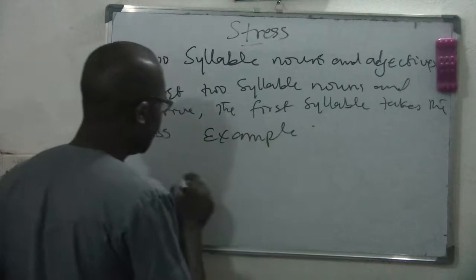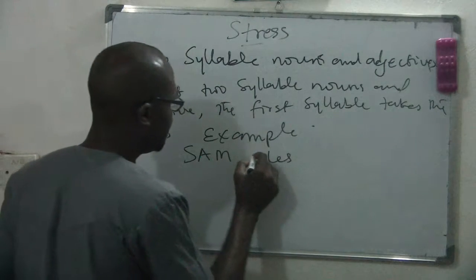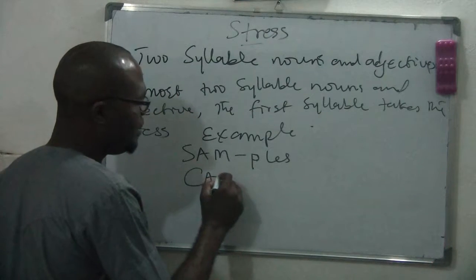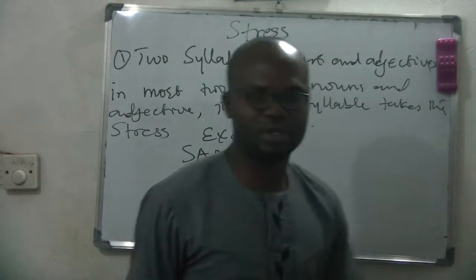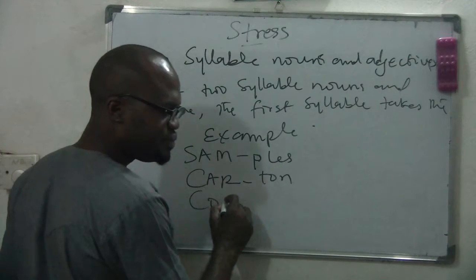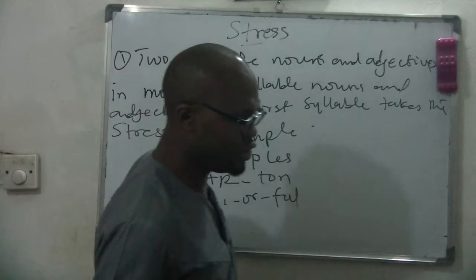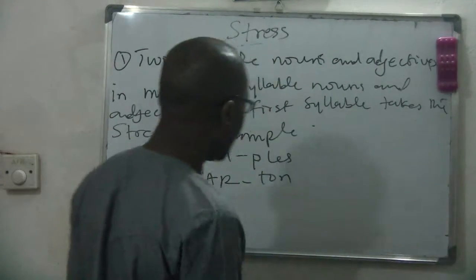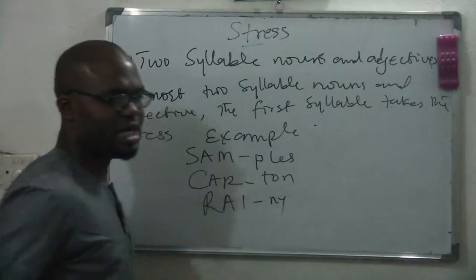Examples. The word samples. Where is the syllable? Some, is it not? Yes. The word cartoon. Where is the stress? The word colorful. Although this one is a three syllable word, so let me remove it. The word rainy. Where is the syllable? Rainy. Is that clear? Yes.